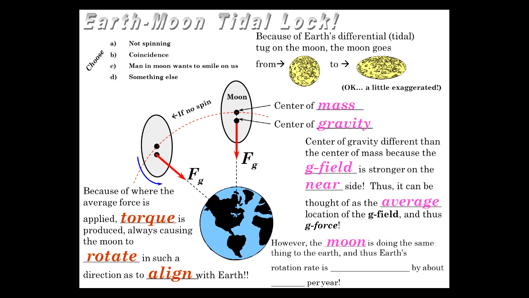Now the moon is doing the same thing to the Earth. We already mentioned this in the previous video. So the Earth's rotation rate is actually decreasing. It's trying to lock the Earth to it as well in the same sort of way. And this causes the Earth to decrease in rotation rate by about 4 microseconds a year.